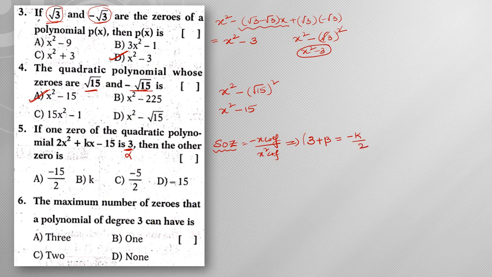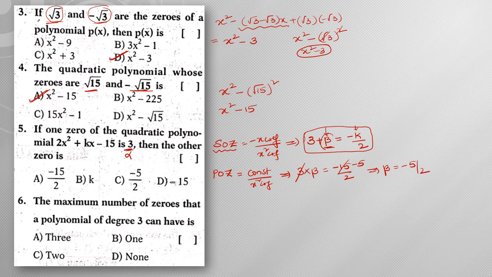From this we cannot come to any conclusion, because beta is one of the unknowns and k is one of the unknowns. So from the sum of zeros we cannot conclude anything. That's why we are going with the product of zeros. So what is the product of zeros? It is given by constant by x square coefficient, right? Now from this, 3 into beta is equal to the constant. What is the constant? Minus 15 by 2. Now on simplification, in the 3 table, this cancels one time, this cancels minus 5 times. So from this the other zero is minus 5 by 2.